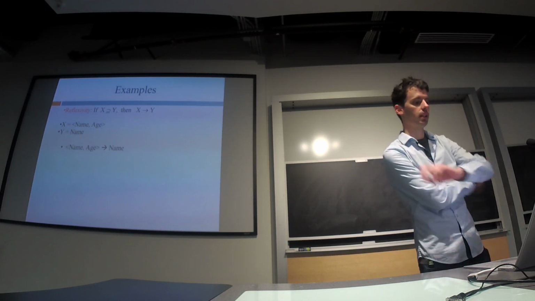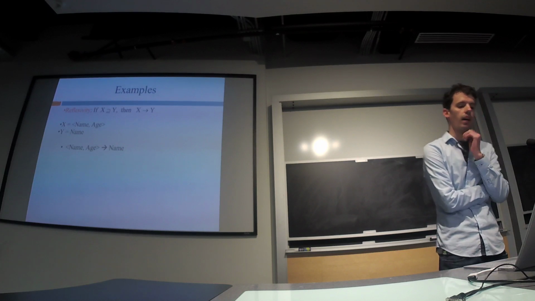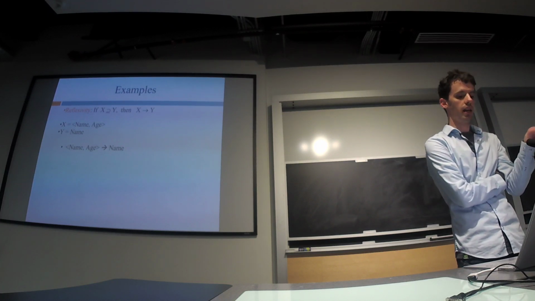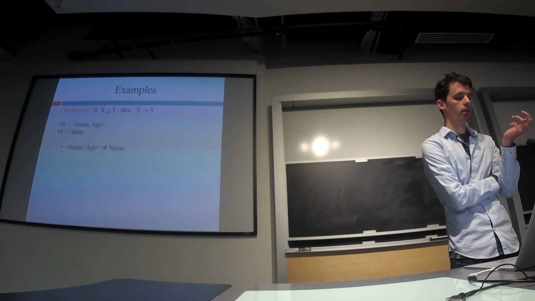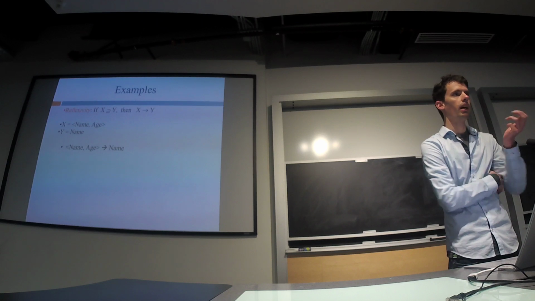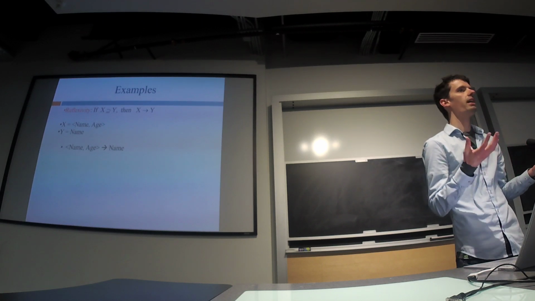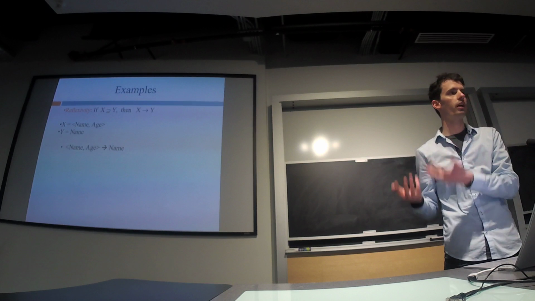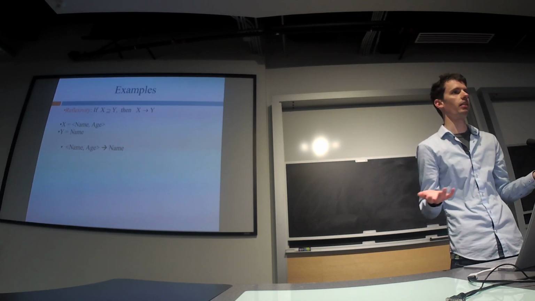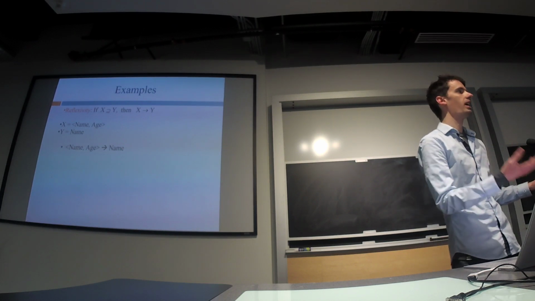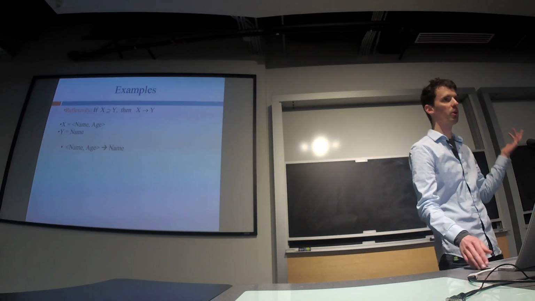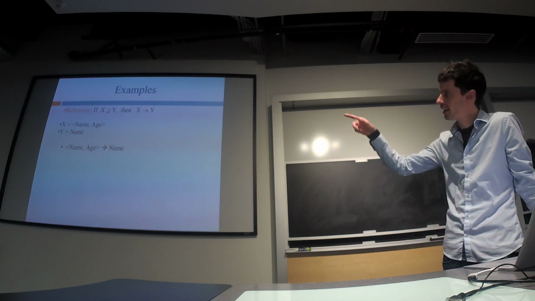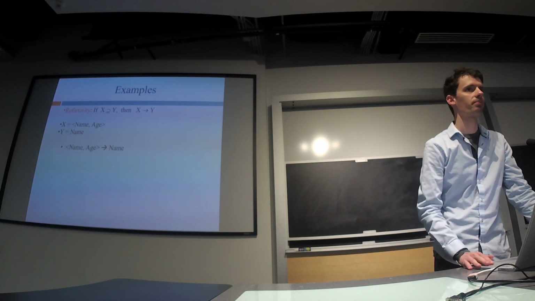So examples. Reflexivity. If X is a superset of Y, then X determines Y. So let's look at an example. X is name and age. Y is name. If I have somebody's name and age, then I know their name. That's all that's saying. If I have somebody's name and age, then I know their age. Okay, so simpler than the notation makes it look.